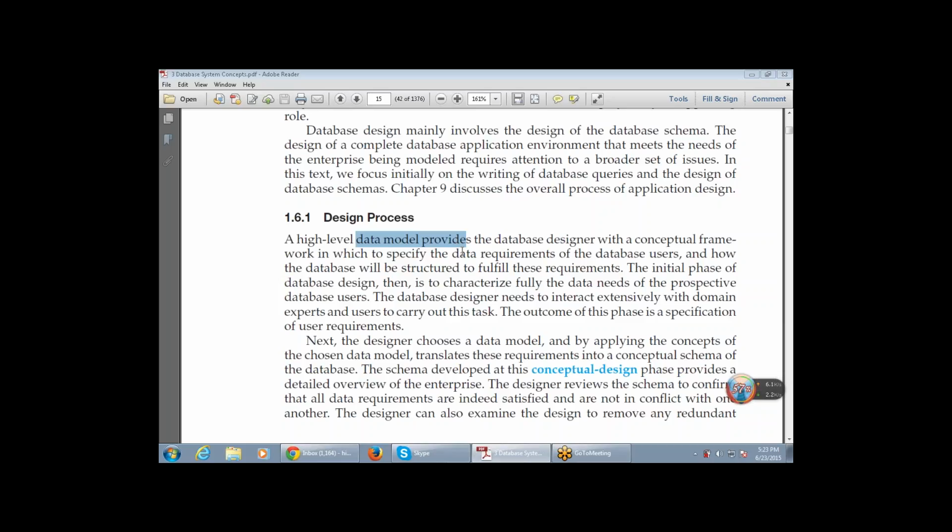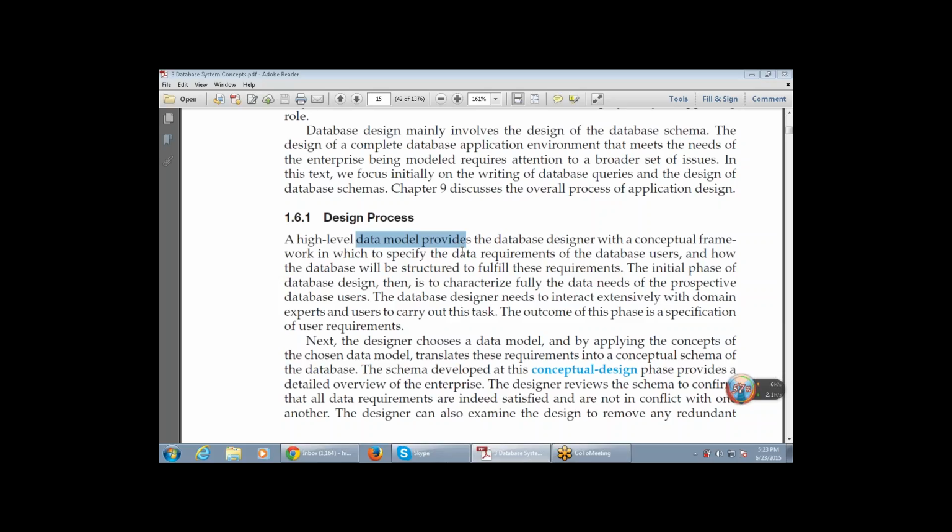And then next, the designer chooses the data model. So first of all, take the user's requirements, that is, what the user wants. Now the next step is that the designer, that is a programmer, chooses the data model. Which data model is used: a physical data model, a logical data model, or a conceptual data model? And by applying the concepts of the chosen data model, translate these requirements into a conceptual schema of the database.